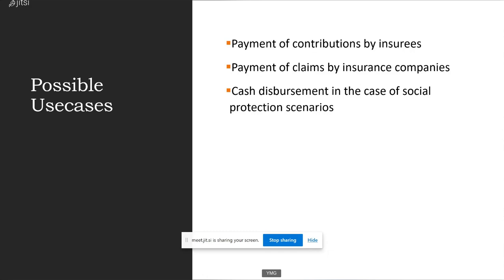We were thinking of a wholesome system where the insurance company can just log in, review all the claims that have been made against them, and then pay the respective hospitals or claimants whatever amount is being claimed for. Another scenario, which is the one we are mostly interested in because that is the direction we have been going with openIMIS, is cash disbursement in social protection scenarios.